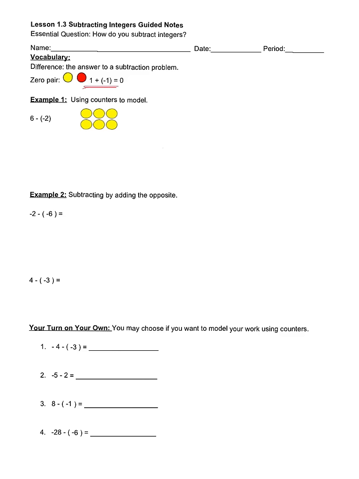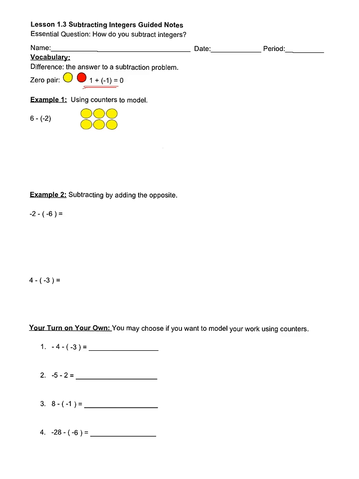For our first example, we are going to use counters to model the problem 6 minus negative 2. As you can see here, we have 6 yellow counters, or 6 positive counters. You might be thinking, how can you take 2 red counters away from 6 yellow counters? We don't have any red ones to take away. So how do we do that without changing the value of what we have here? We have to put in 0 pairs.